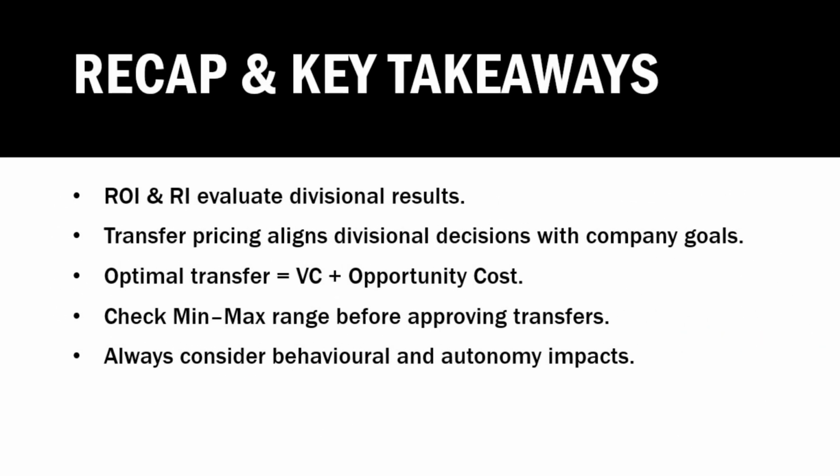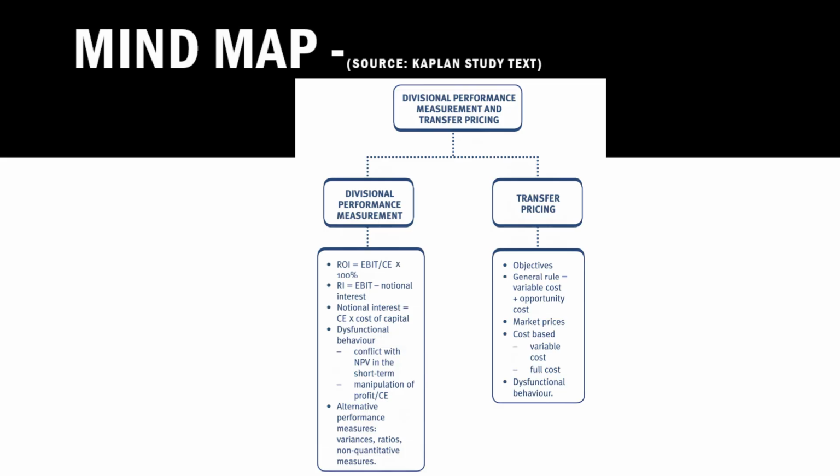Let's recap this chapter. Divisionalization promotes accountability and faster decision-making. ROI and RI are the key performance measures for investment centers. Transfer pricing aligns divisional actions with overall company profit. The optimal transfer price equals variable cost plus opportunity cost. Transfers should only happen within the minimum-maximum range. And finally, always consider the behavioral side. Fairness, motivation, and cooperation matter as much as the calculation itself.